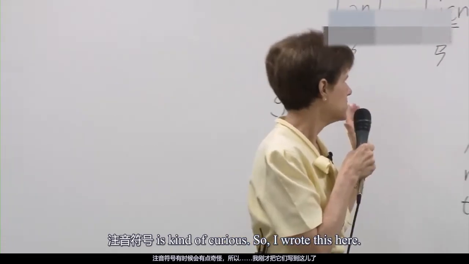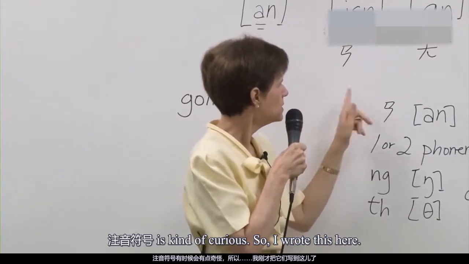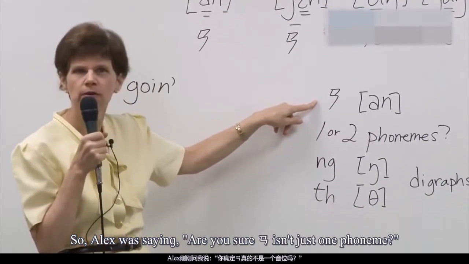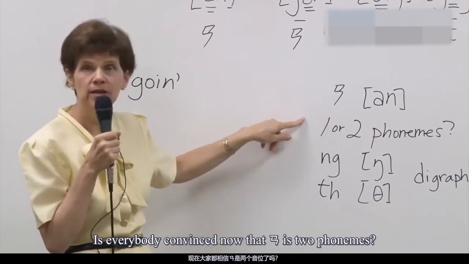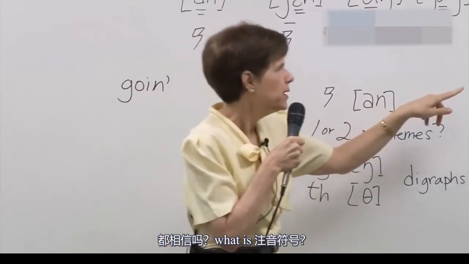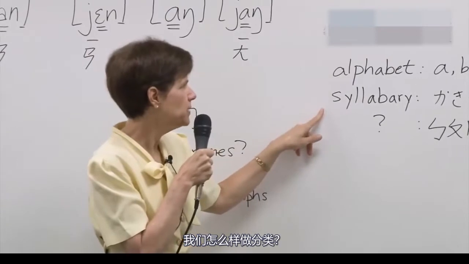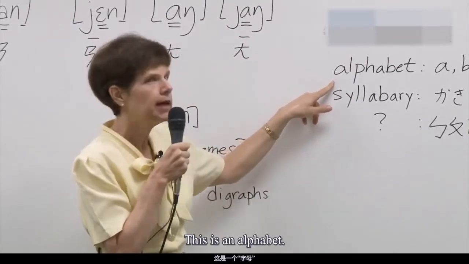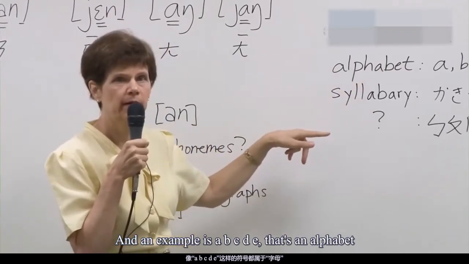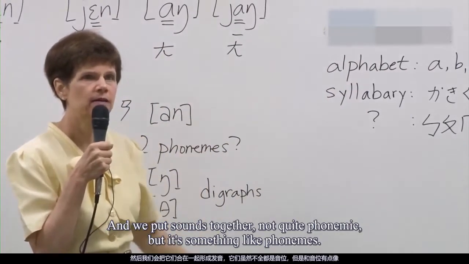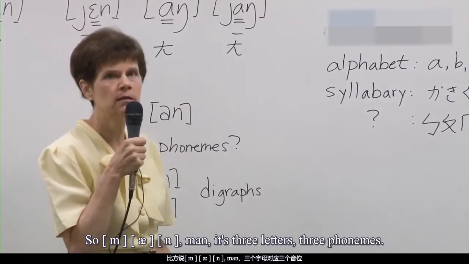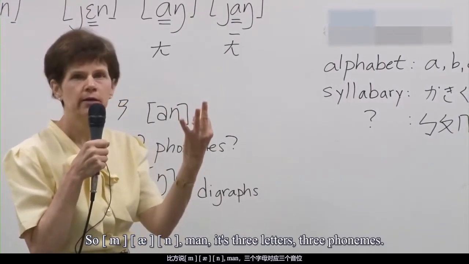注音符号 is kind of curious. So, I wrote this here. So Alex was saying, are you sure an isn't just one phoneme? Is everybody convinced now that an has two phonemes? 都相信吗? What is 注音符号? 我们怎么样做分类? This is an alphabet, 字母. And an example is A, B, C, D, E. That's an alphabet. And we put sounds together, not quite phonemic, but it's something like phonemes. So n, man, it's 3 letters, 3 phonemes.